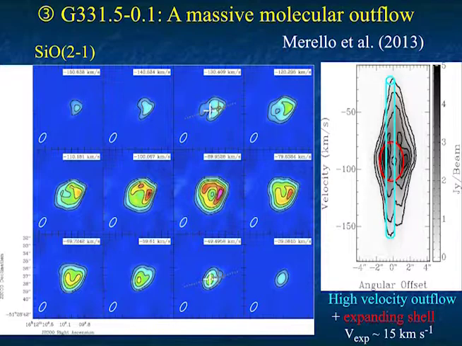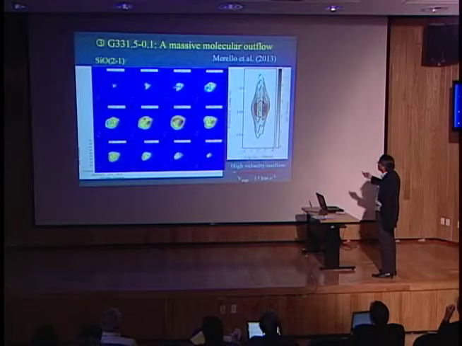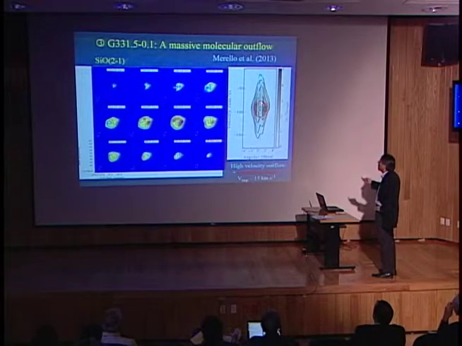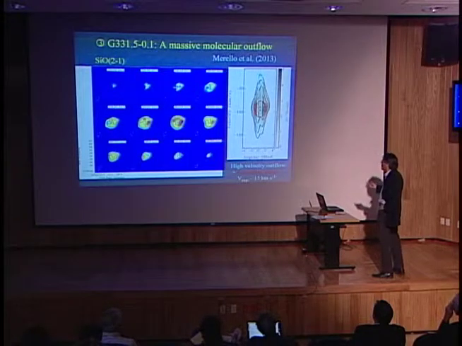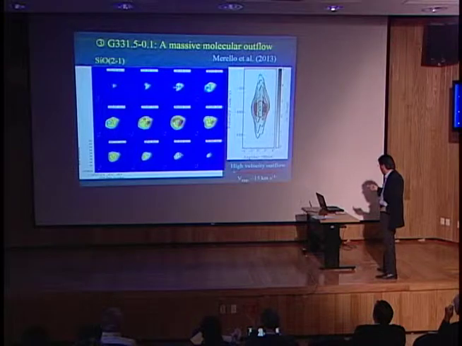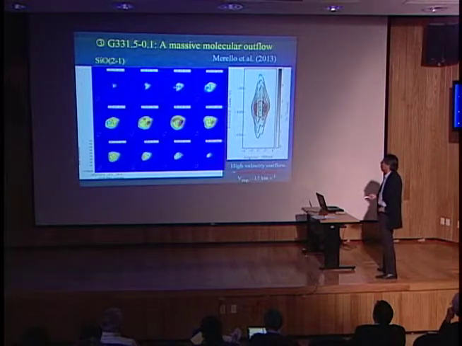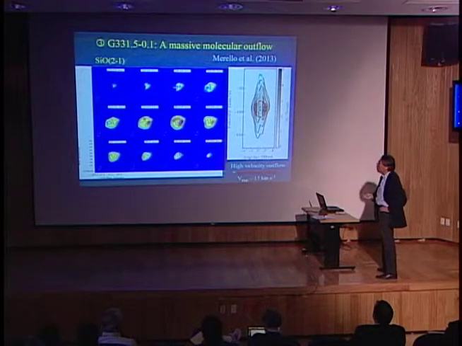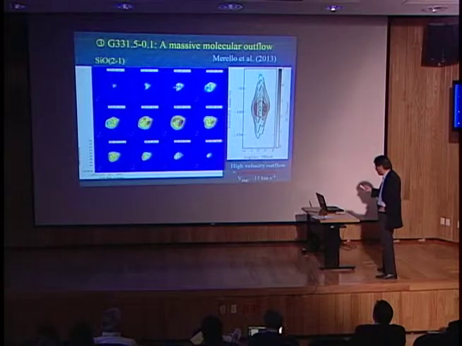We have here the velocity versus the angular offset, and we clearly see the high velocity outflow here, but also a second component, which we think is an expanding shell. This is just a thing that we have been investigating now. And the expansion velocity here is 15 kilometers per second. But with ALMA, the beautiful thing is that we don't observe just one single line, but at the same time, many lines are observed.